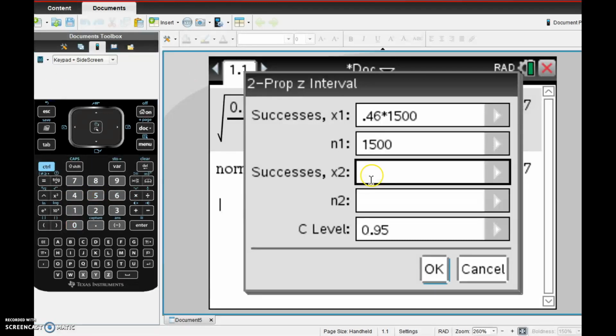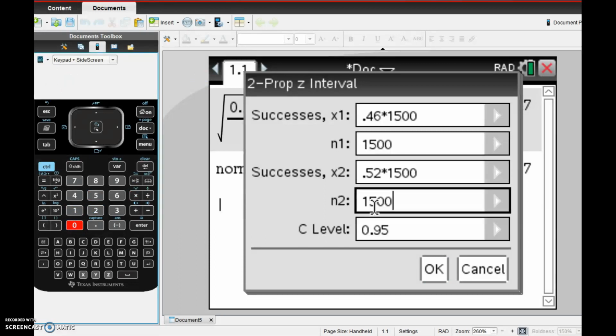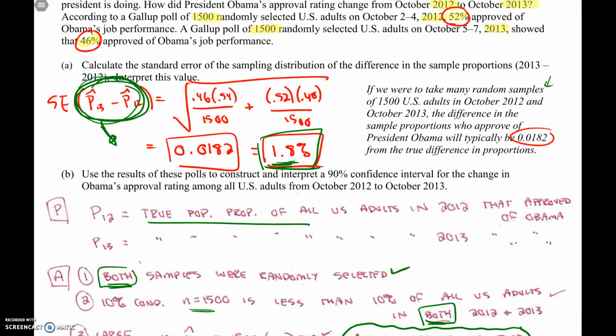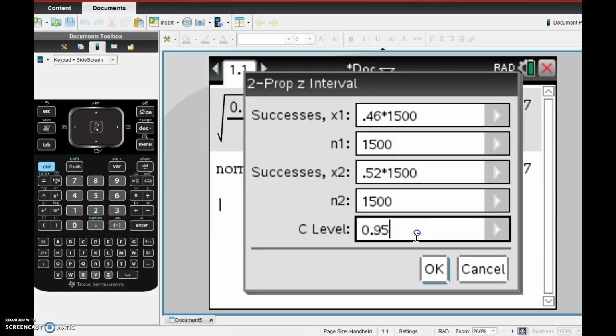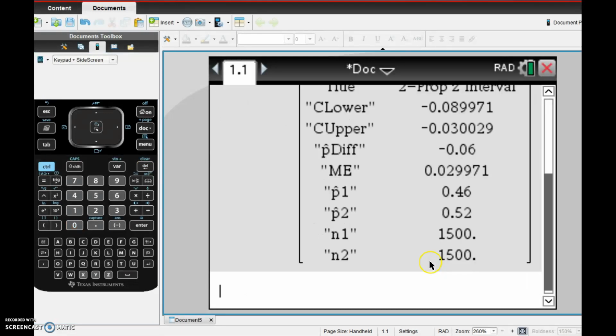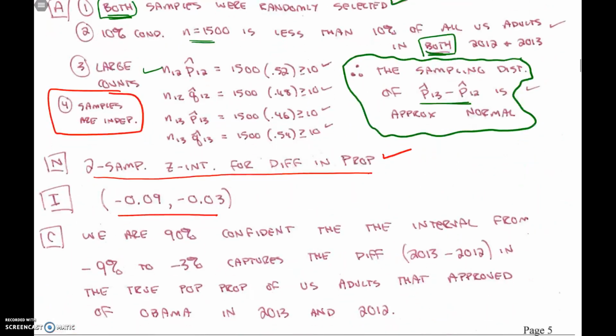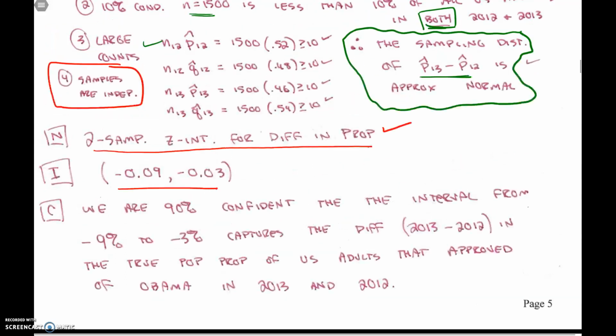And this was 52% times 1500, out of 1500, 90%. And it calculates it for us: negative 9% to negative 3%.